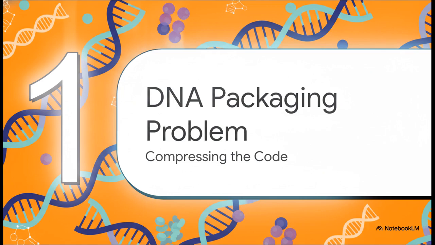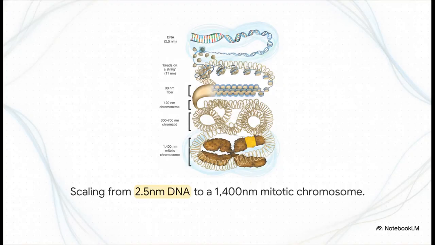Let's get right down to the foundation. So, nature doesn't just jam all this DNA in at once. It uses a super elegant, stepwise, layered approach to compaction. Starting way down at the 2.5 nanometer double helix, we don't just jump directly to a massive 1400 nanometer mitotic chromosome. The DNA is spooled, those spools are coiled, and those coils are looped into increasingly larger structures. It is an absolute masterpiece of biological engineering.